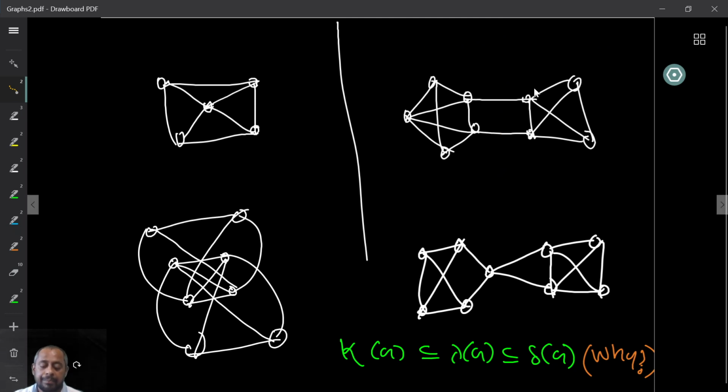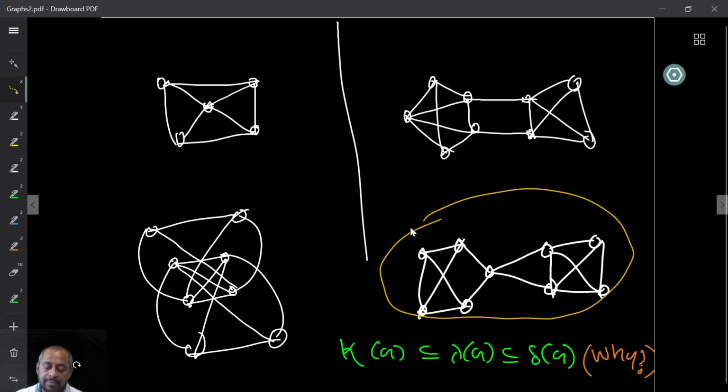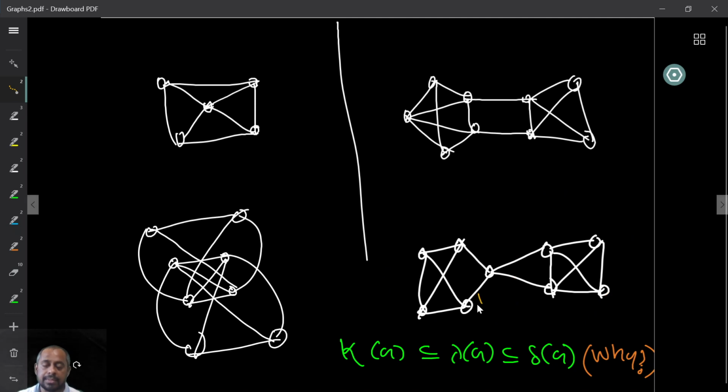And no fewer than 2 will disconnect the graph. Again, we have to verify that manually. What about this graph? Well, this graph, the edge connectivity is 2 because I can either remove these two edges or I can remove these two edges, which will disconnect the graph. But if you remove just one vertex, the graph will be disconnected. If you remove this vertex, this and this will be separated.